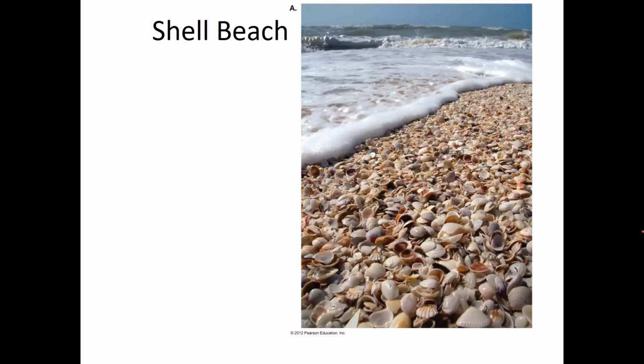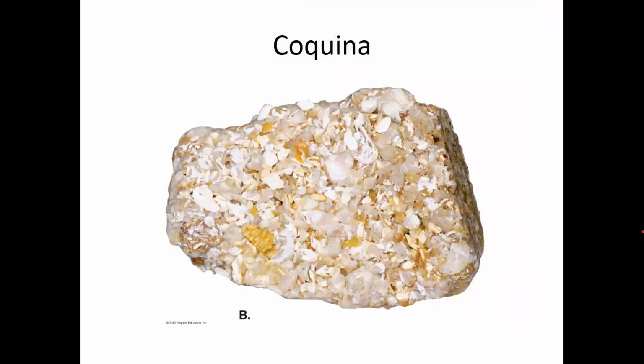So here's a beach with a bunch of shells that have been deposited on it. If these shells are compacted, they break into tiny pieces, and if they're cemented together, it forms a variant of limestone called coquina, where you can see the little tiny shell fragments that are cemented together. It's hard to see, but you can see these clear, milky crystals. Those are quartz crystals. So the fragments of shell are cemented together by quartz crystals.